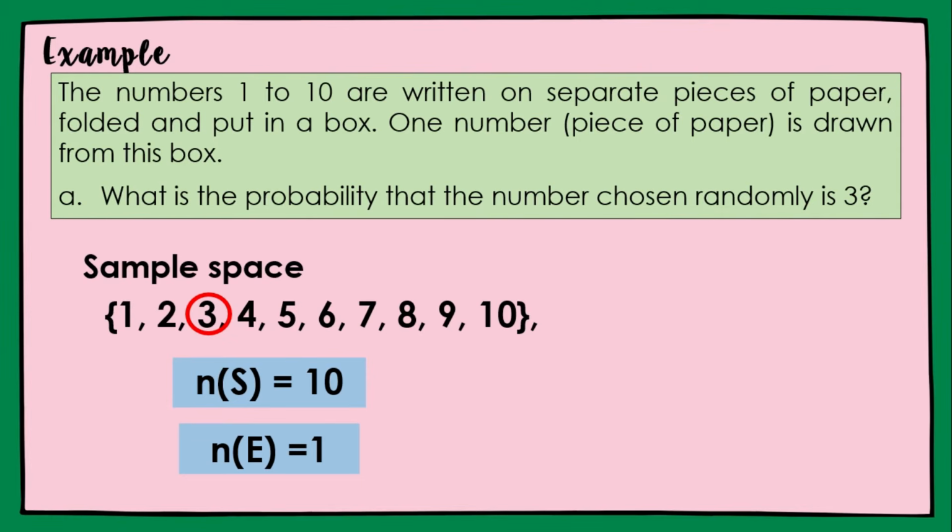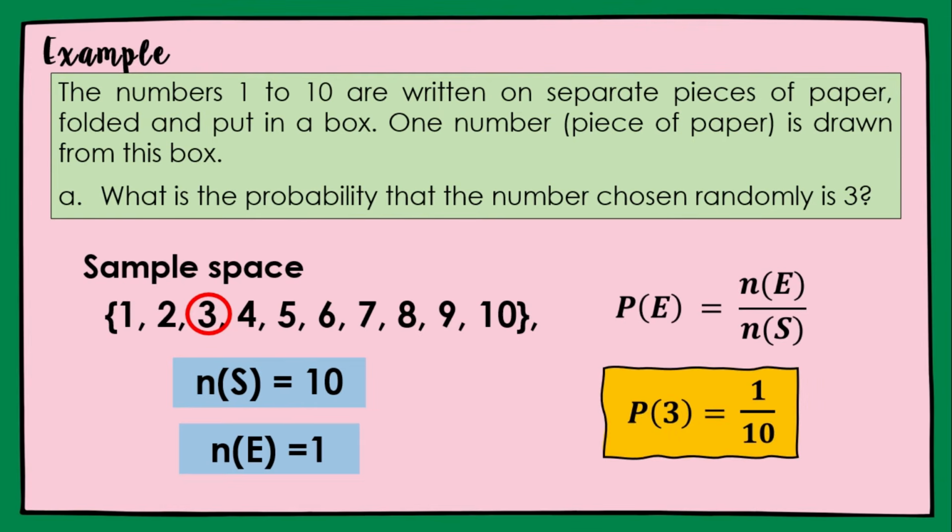Substitute this in our given formula. P(E) is equal to N(E) divided by N(S). We have 1 over 10. Thus, the probability of choosing 3 is equal to 1 over 10.